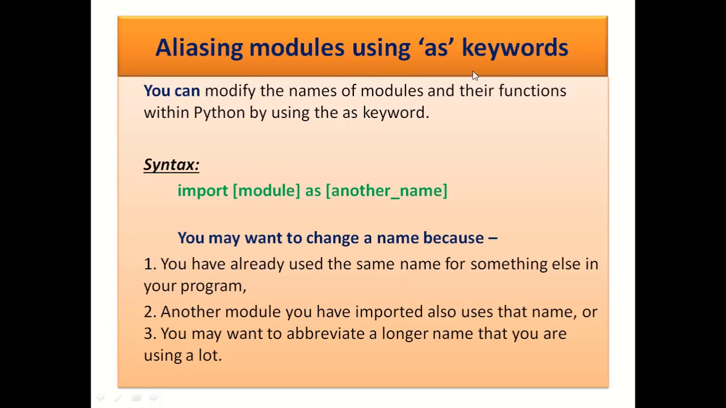Aliasing modules using the as keyword. Aliasing means giving a second name or a nickname to the module name. So if you are importing a module, there may be many reasons why we are using an alias or another name for those modules. You can modify the names of modules and their functions within Python by using the as keyword. So using the as keyword, you can modify the name of any module and use that modified name in your program. Import module as another name.